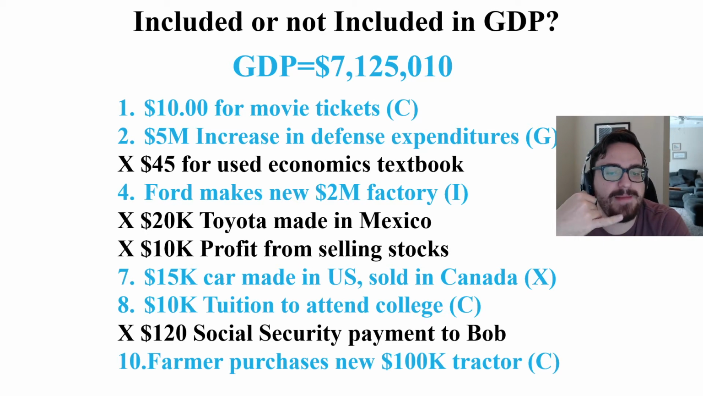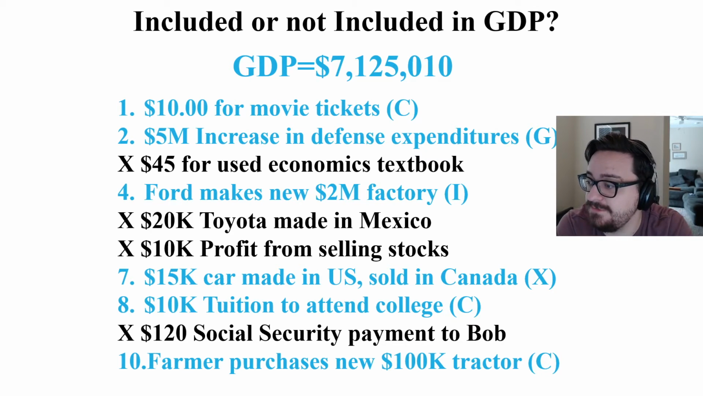$20,000 Toyota made in Mexico. Doesn't count. Why? Not made in America. It counts for Mexico's GDP. If this asks GDP for Mexico, yes. I should have said this is GDP in America. So a $20,000 Toyota made in Mexico doesn't count for our GDP, it counts for Mexico's. $10,000 profit from selling stocks. Stocks. Sorry. No.